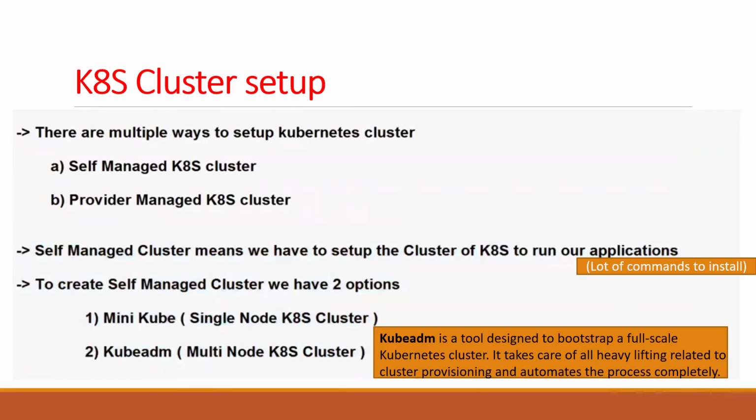To create a self-managed cluster, we have two options. One is Minikube. Minikube is nothing but a single-node Kubernetes cluster, used for development purposes. In that single node we can create the master, the control plane and the data plane, meaning both master and worker in one node. That is Minikube, used for development and R&D.